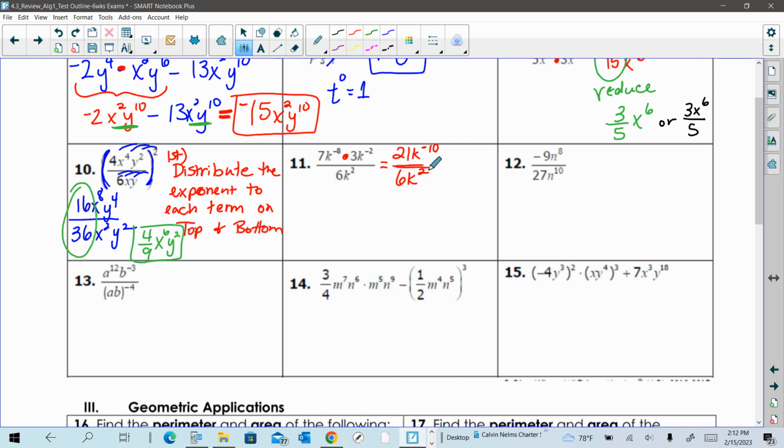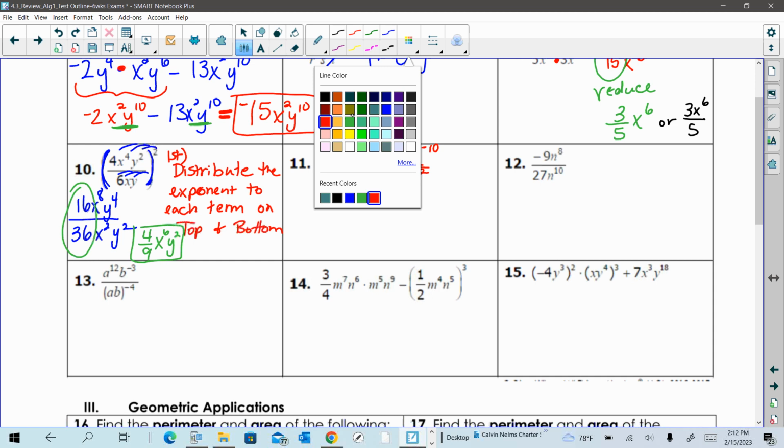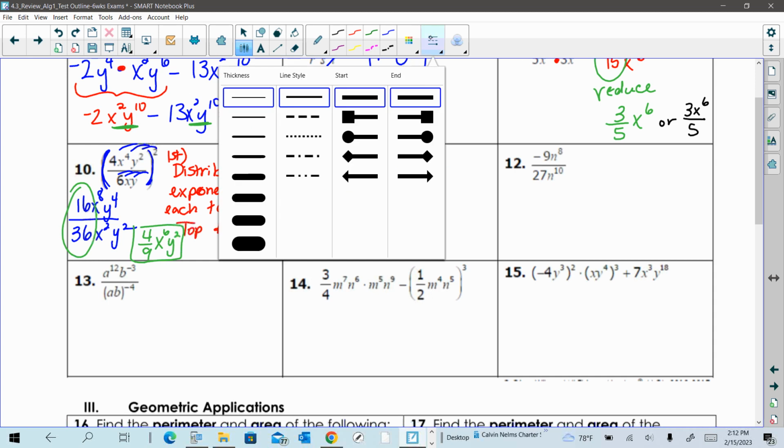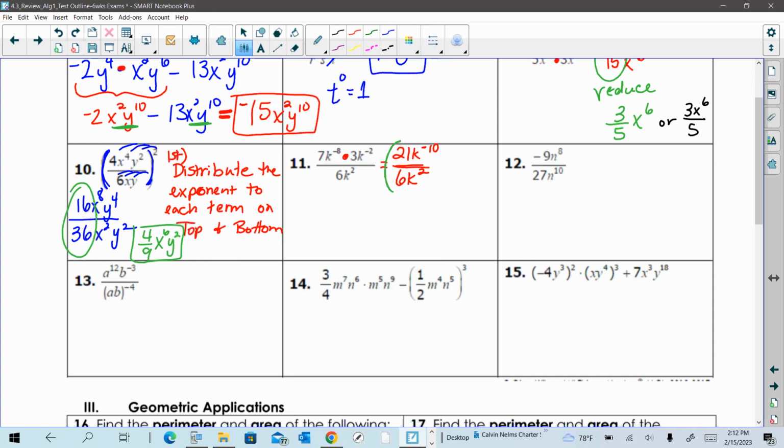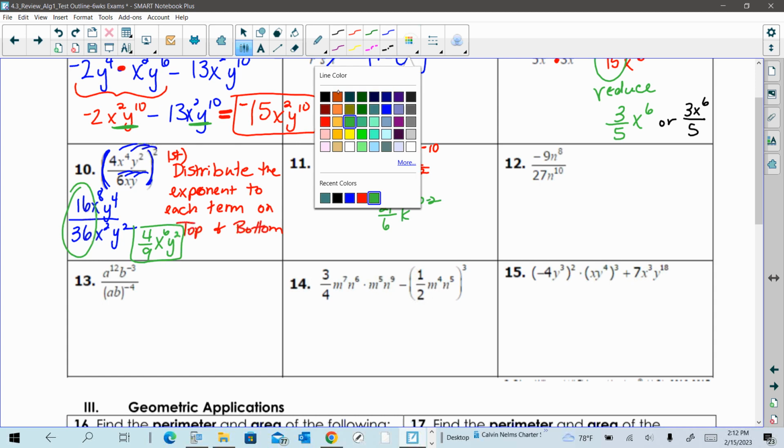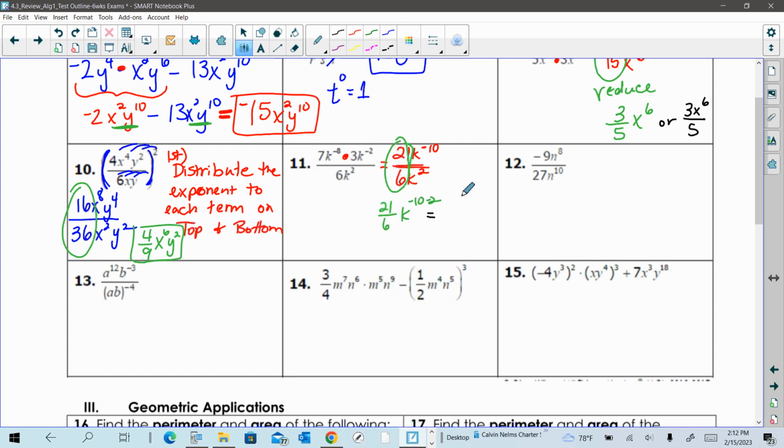All right, so now we're doing our quotient rule, which we're going to simplify the coefficients. That's a 21, sorry. But now we have to subtract. So I'm simplifying 21 over 6, and then for my k's, I have a negative 10 minus 2. When this gets simplified, this really is going to reduce to 7 over 2, and then we have k to the negative 12.